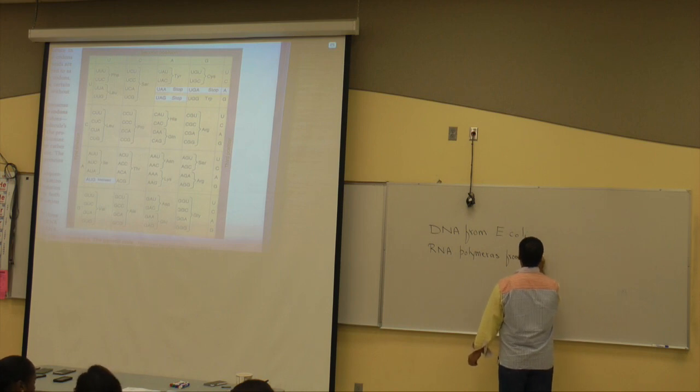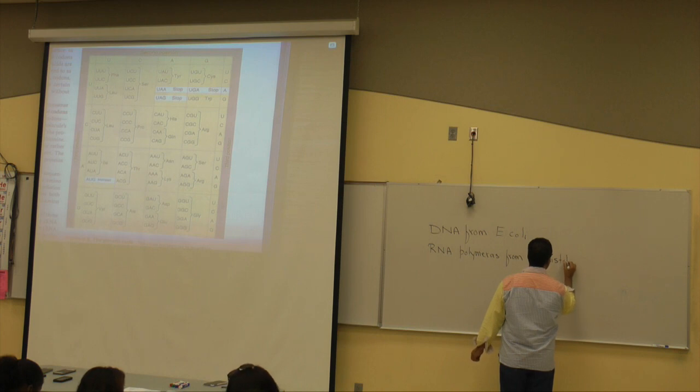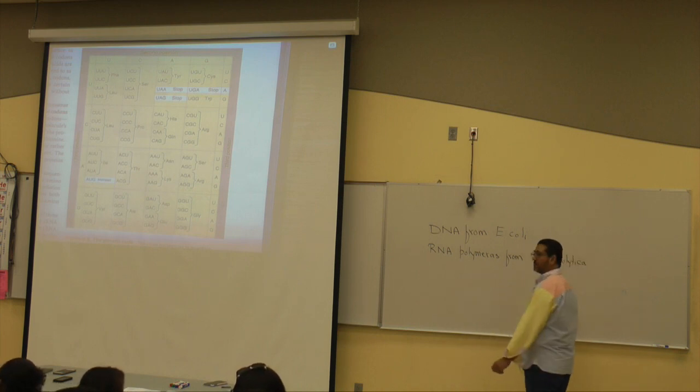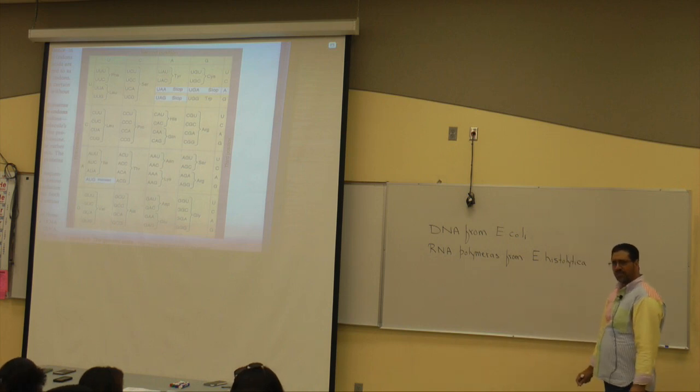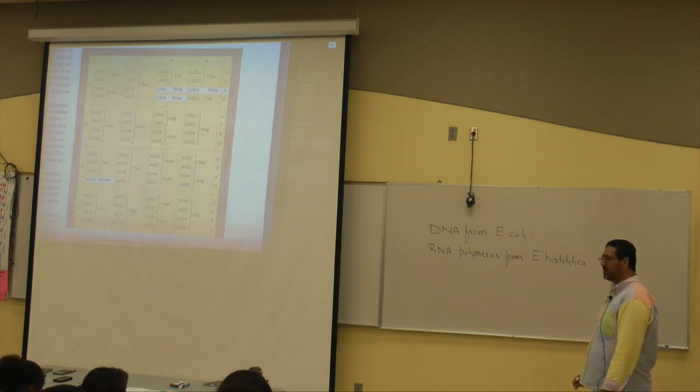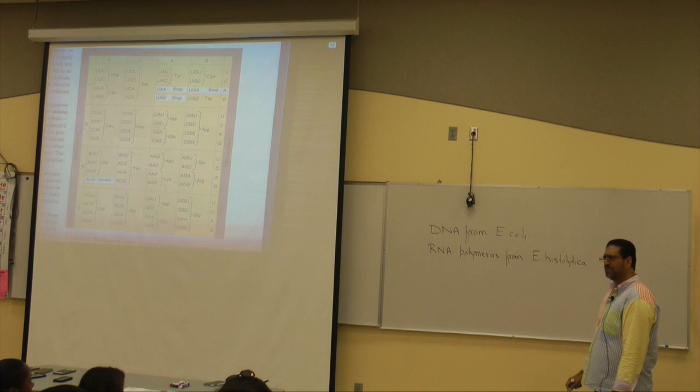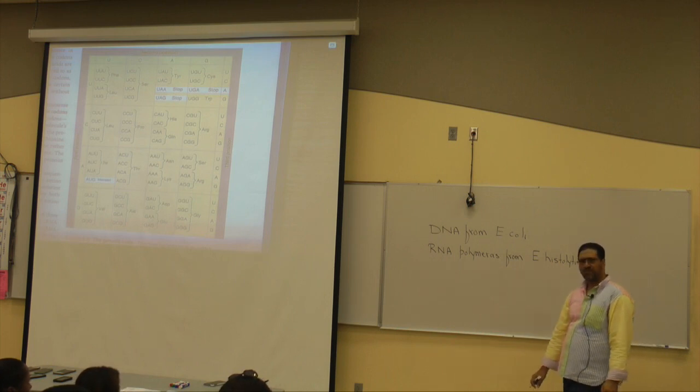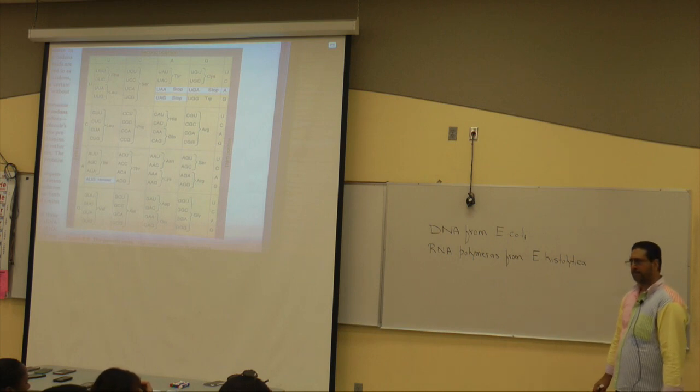It said E, but there's no E, right? Whatever the last name was. So in a test tube, you have mixed DNA from E. coli and RNA polymerase from Entamoeba histolytica. What is the end product? E. coli what?